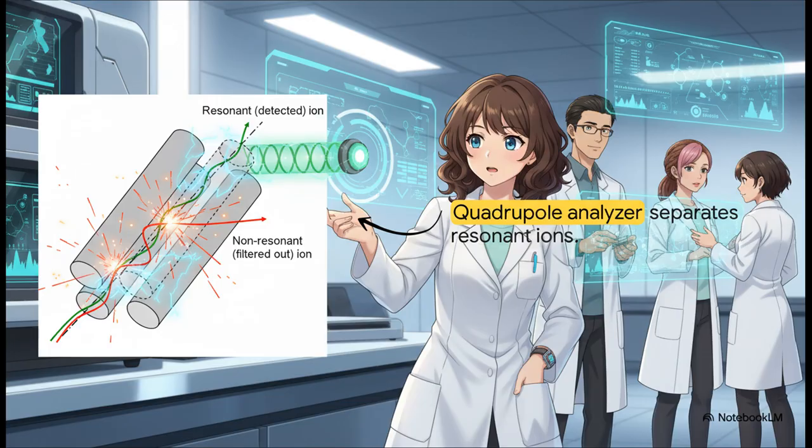Modern machines often use something called a quadrupole analyzer. Instead of a giant curved magnet, it uses 4 parallel metal rods. By rapidly changing the electrical voltages on these rods, it creates a very specific electromagnetic field. It's kind of like an exclusive VIP list. Only the ions with the exact mass-to-charge ratio we're looking for, the resonant ones, can successfully spiral all the way through to the detector. The non-resonant ions, they're filtered out and literally just crash into the rods.